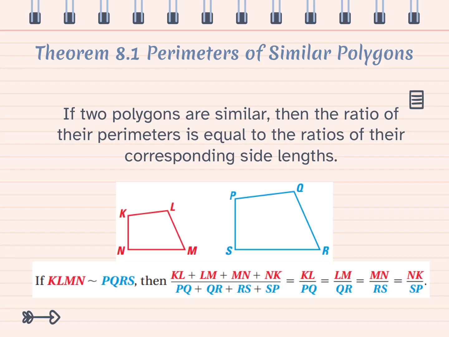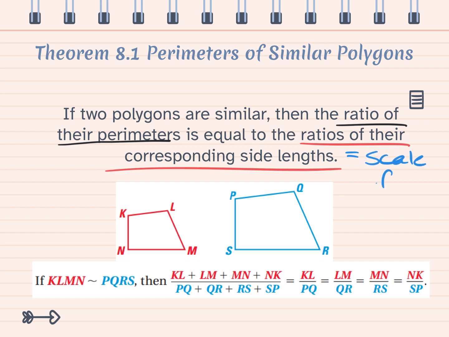Okay, so what we already talked about, that the ratio of the perimeters is equal to the ratio of the corresponding side lengths, which again is the same as the scale factor. So we've already technically seen this happen, but now it's officially presented as a theorem. Again, don't memorize the number. This is just telling us that this is the first theorem that we're learning in chapter 8. That's why it's called 8.1. And it's called perimeters of similar polygons.